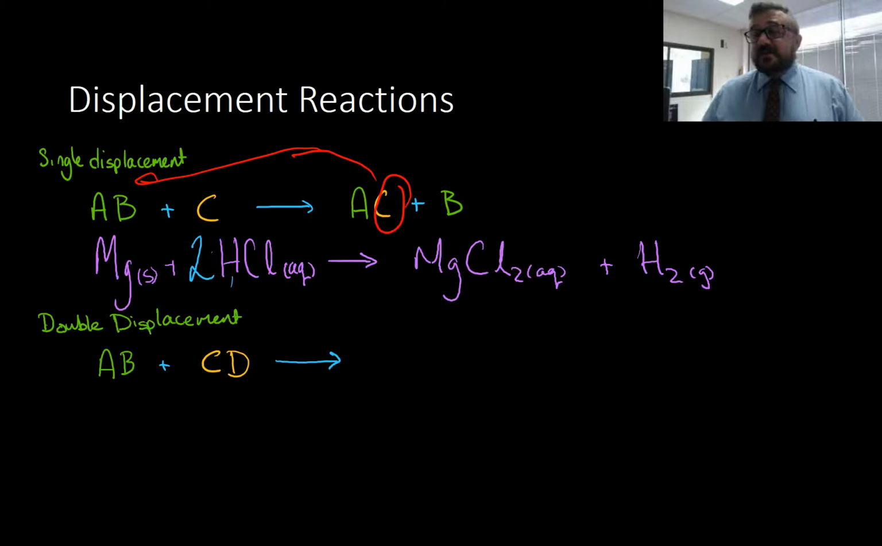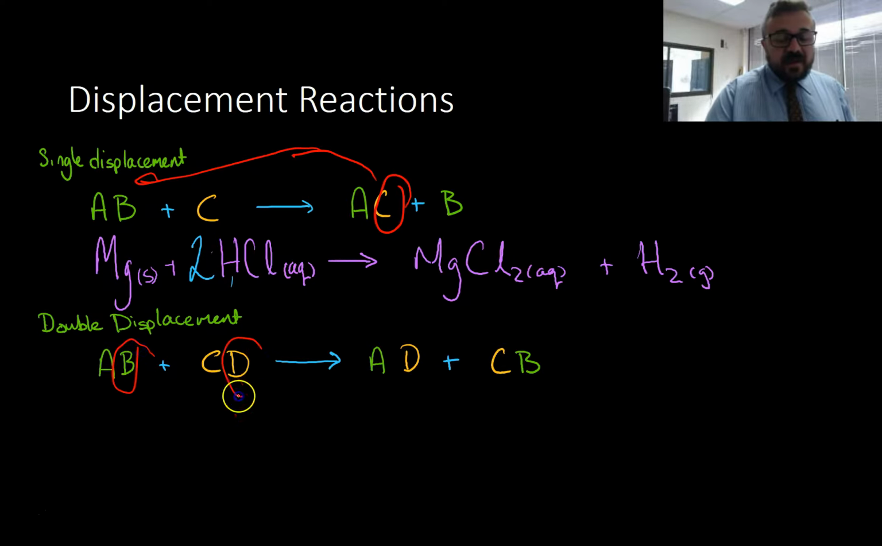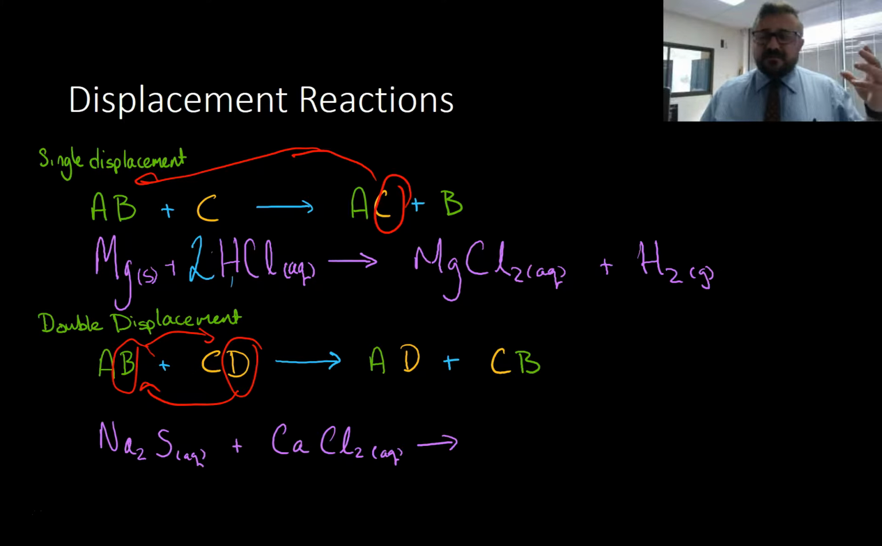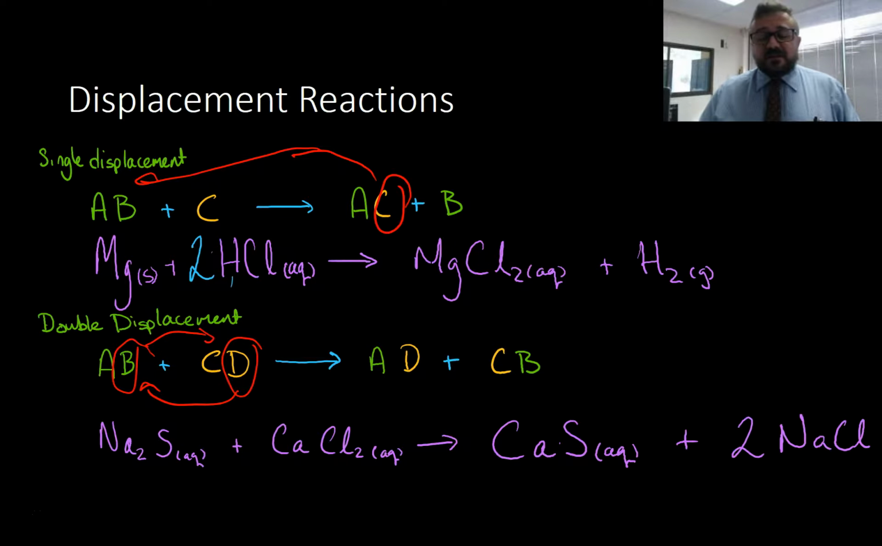So the next is the double displacement reaction, which is where we've got AB plus CD. And we can see that the second species in each compound there swaps over, it displaces. So that goes to there, that one goes to there, and we've now got AD plus CB on the other side. A good example is sodium sulfide plus calcium chloride. And this gives us calcium sulfide plus 2 sodium chlorides. And that's a balanced reaction, and that's a double displacement reaction. You can see that the ions there, the negative ions, have just swapped over places.